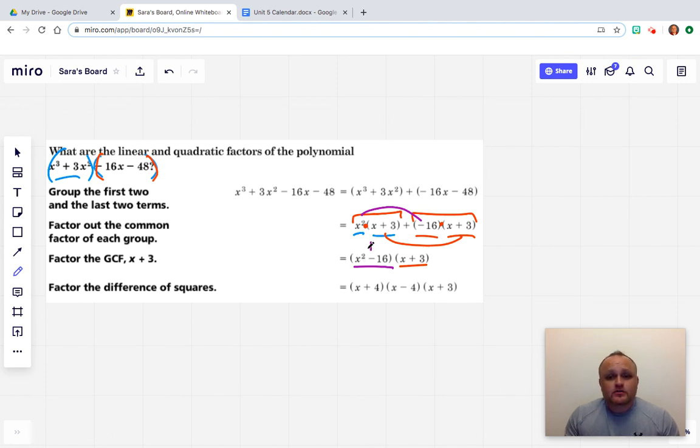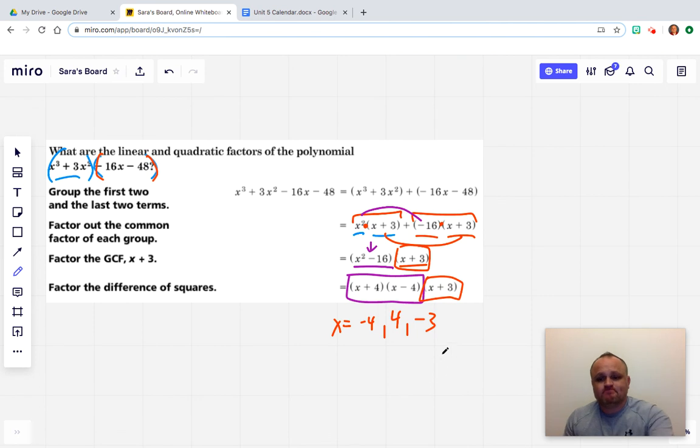So this difference of squares becomes plus or minus 4. And this one, that's an x plus 3 all by itself. It just factors down to x plus 3, still the same. And if I asked you, which I didn't, but if I did, what are the zeros? You'd say negative 4, 4, and negative 3.